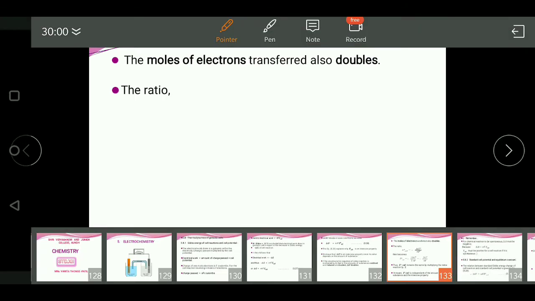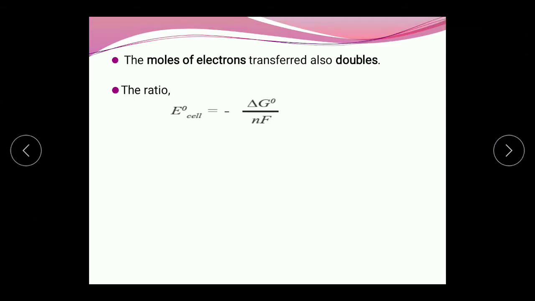Hence, the ratio E0 cell equal to minus delta G0 over nF. The same equation 5.28 it is. Just we rearrange that. So that equation will become like this. We have to multiply both of them by 2. So delta G0 is 2, number of moles is 2, and hence E0 cell. So by cancelling the common factor, we get E0 cell equal to minus delta G0 upon nF.